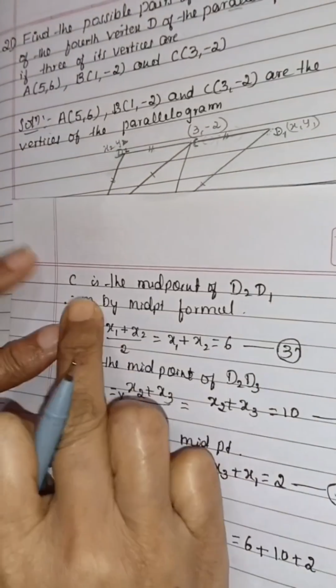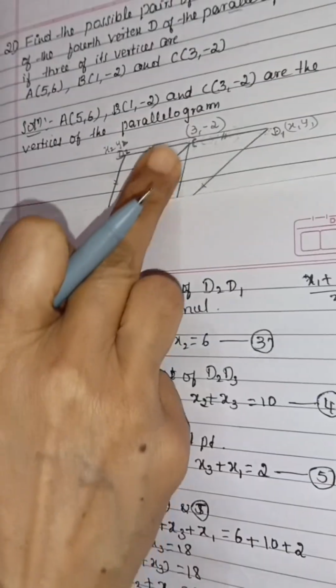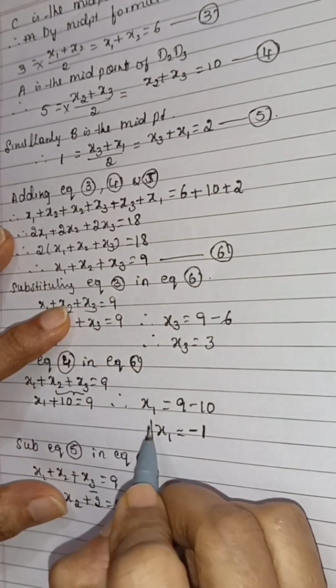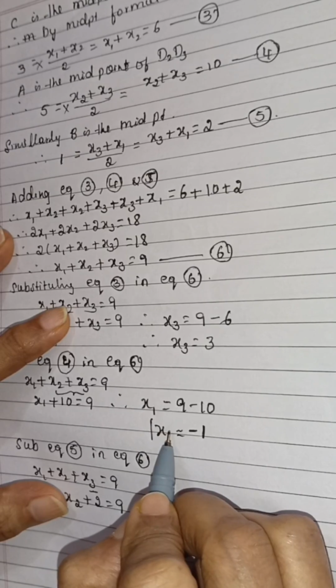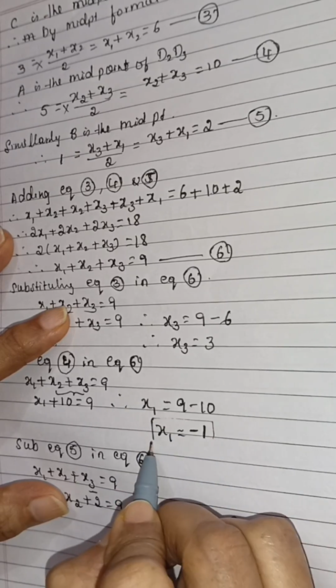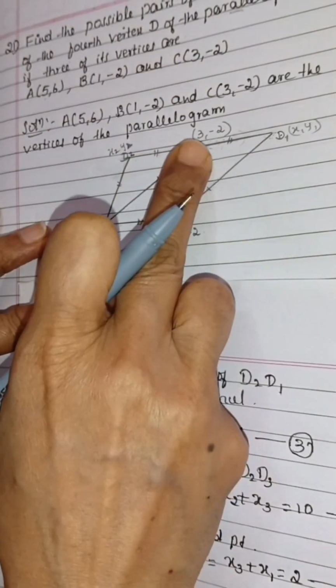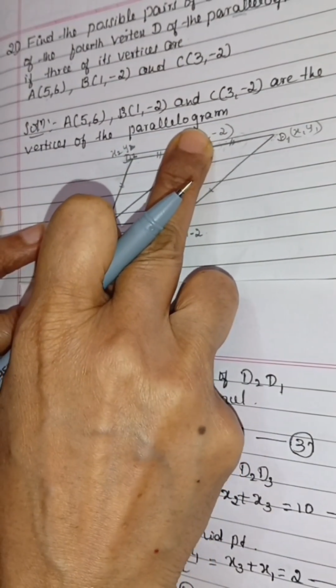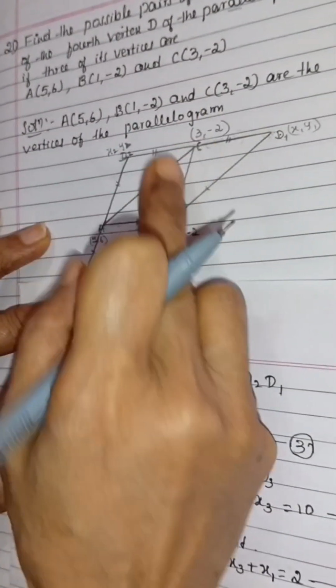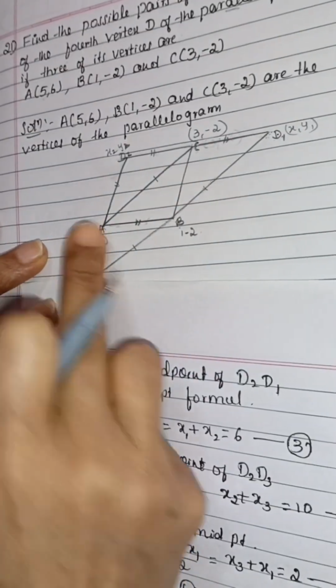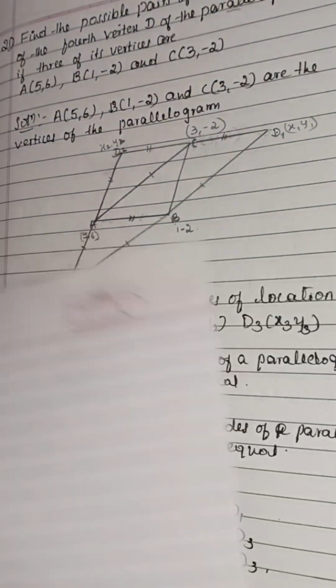Now see, what we have to do? C is the midpoint of D to D1. Then we found out the x coordinate, no? That is x1 is minus 1. Now we have to do the same for the y coordinate. C is the midpoint, A is the midpoint and B is the midpoint. Same way we have to do.